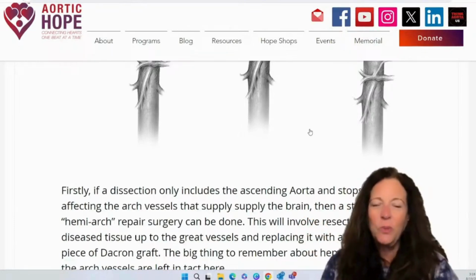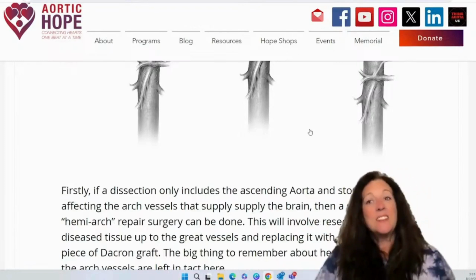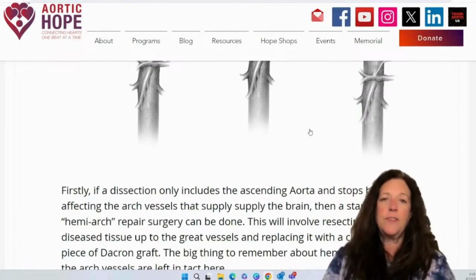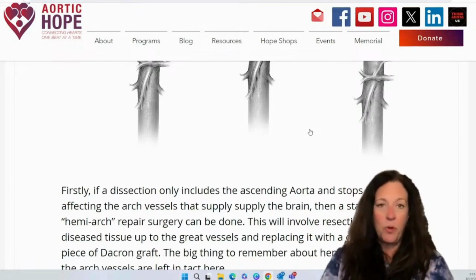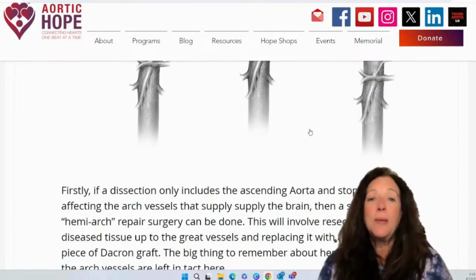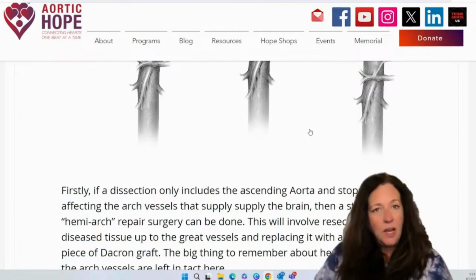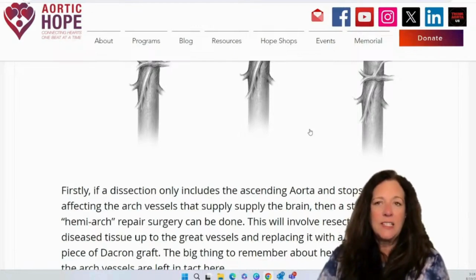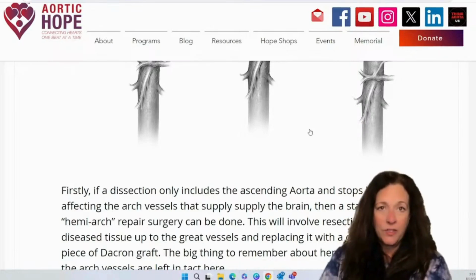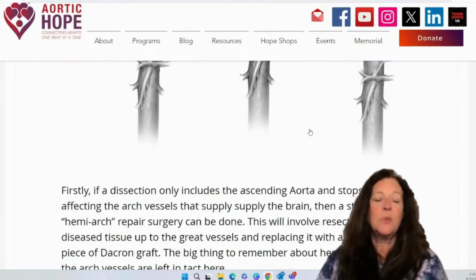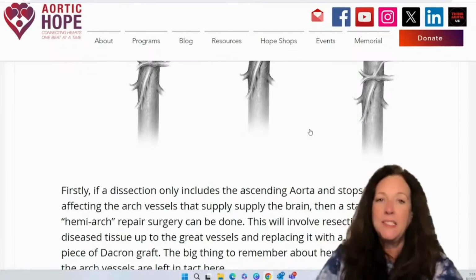So if a dissection only includes the ascending aorta and stops before it affects the arch vessels that supply blood to the brain, a standard hemiarch repair can be done. And this will involve resecting the diseased tissue up to the great vessels, which would be in the arch, and replacing it with a carefully sized piece of Dacron graft.